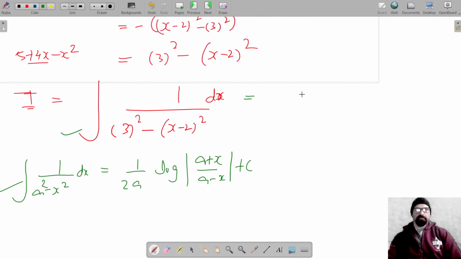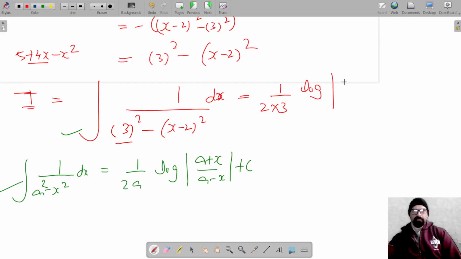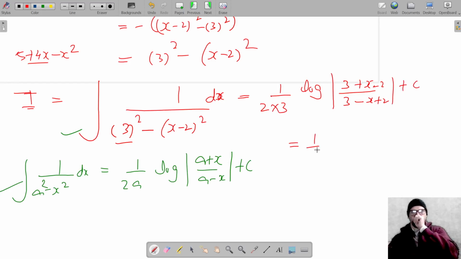So let's apply this formula, which is 1 upon 2 into a. A is 3, so this is 1 upon 2 into 3, log of a plus x, where a is 3 and x is x minus 2, upon a minus x, which is 3 minus x minus 2, which becomes 5 minus x when you open up the bracket.